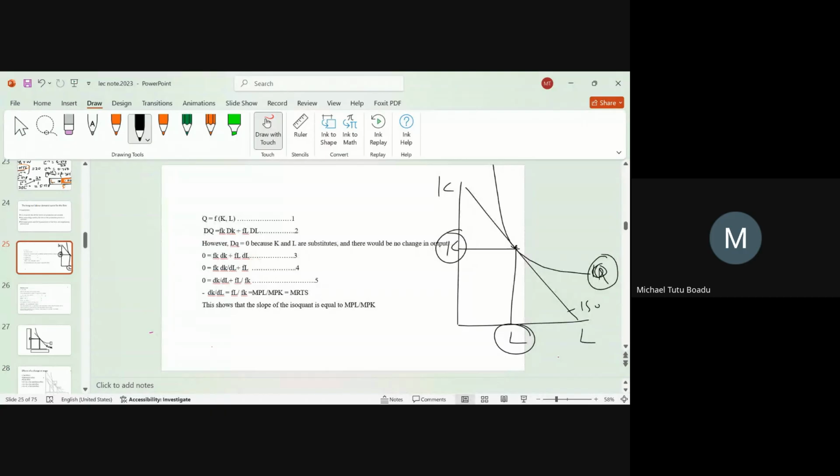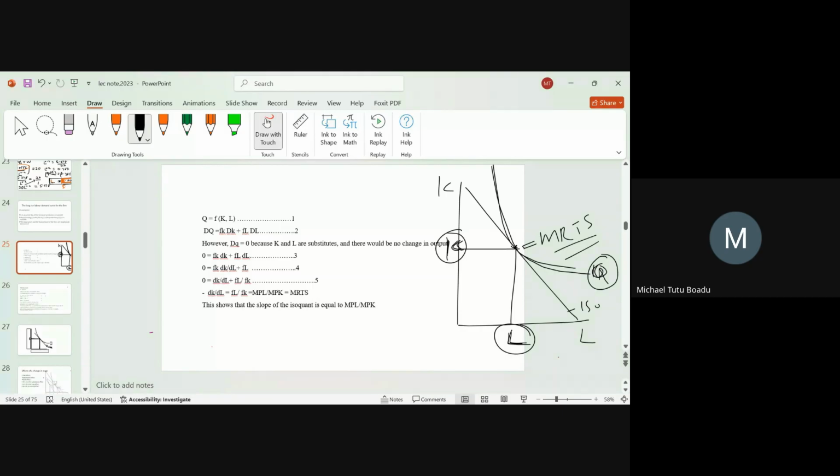And the slope of this isoquant is what we call the marginal rate of technical substitution. The slope of the isoquant is the marginal rate of technical substitution, which means that it defines the rate at which you can reduce capital to increase labor, or the rate at which you can reduce labor to increase capital.